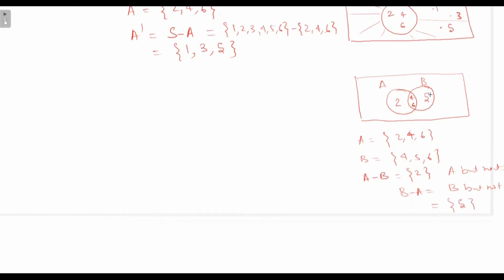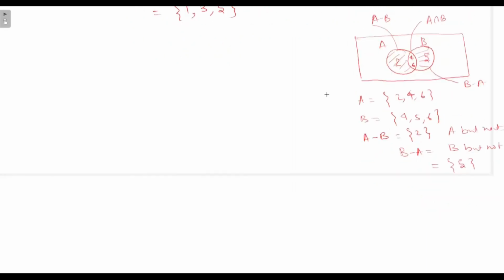So you can do it by the picture here. This is the part which is called B minus A. This is the part which is called A minus B. And the common part is what we call A intersection B. Both of them together is A intersection B. You can draw the picture and do this, or you can do it the way I did earlier. For B minus A, you first write B, which is 4, 5, 6, and then minus A, which is 2, 4, 6.